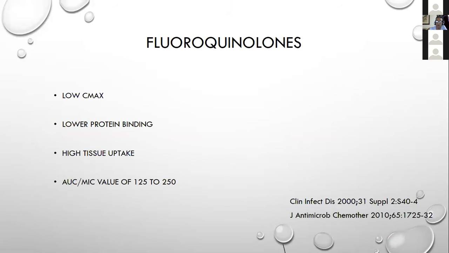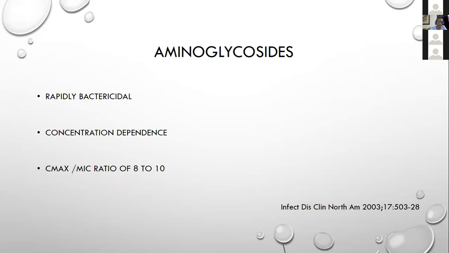Fluoroquinolones, they have a very low peak concentration. They have lower protein binding, but they've got a high tissue uptake. Ideally, your AUC over MIC ratio should be more than 250, ideally. 125 will do if you do. Aminoglycosides are rapidly bactericidal. Concentration dependent, again, 8 to 10 times above the MIC, or you can use the AUC over MIC ratios if it's 80 to 100 for critically ill patients, or 30 to 50 in the wards, depending on your PK/PD. So this is just the latest guidelines that I'm giving you.